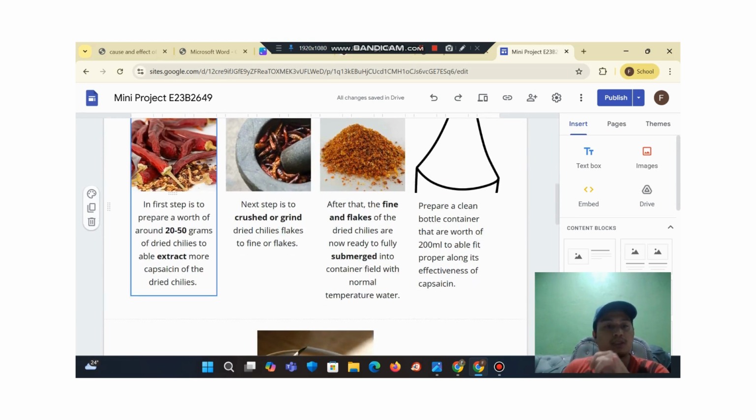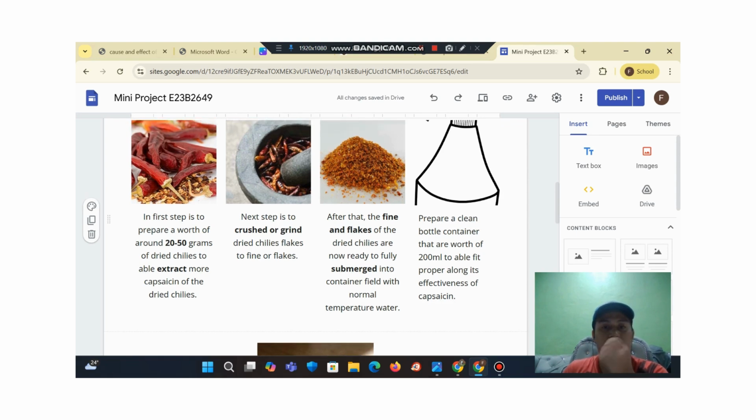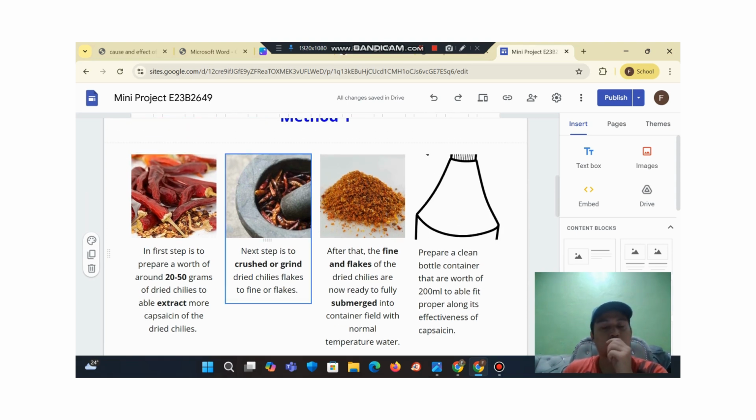So my first step is to prepare around 20 to 50 grams of dried chilies, as just mentioned, to extract more. That is more than enough to make it an effective repellent. It will not destroy the plant itself, but it will help the plant maintain its natural habitat.